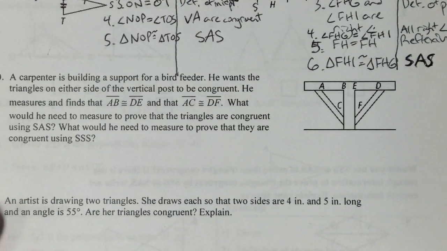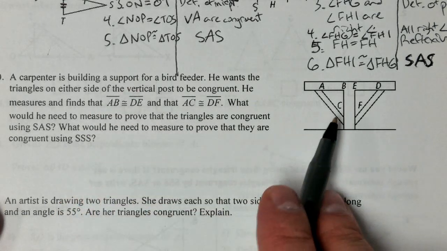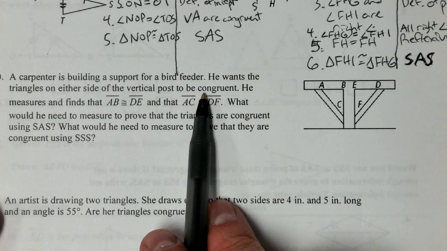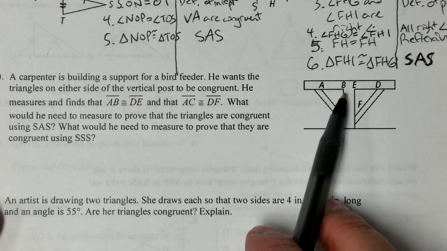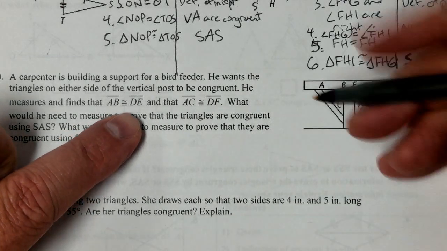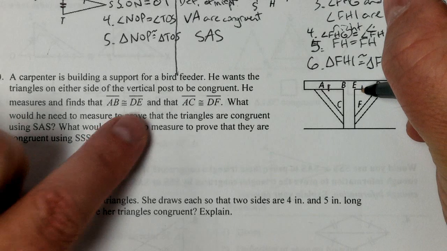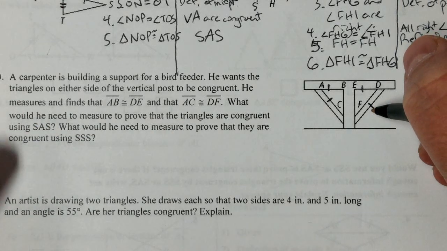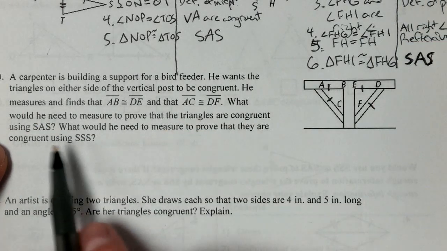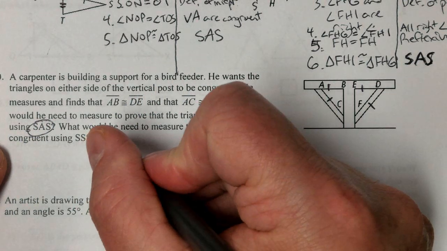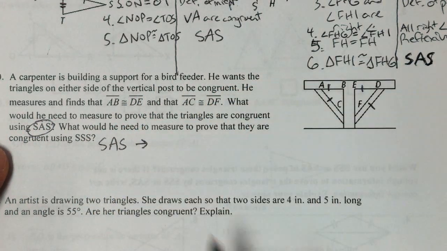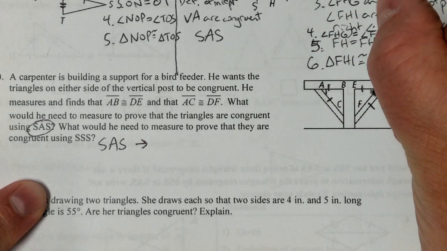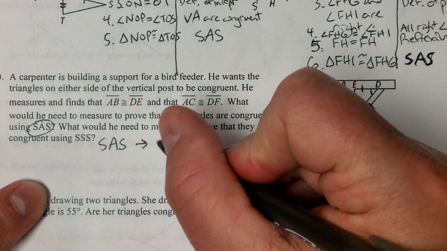Okay, on the next one it says a carpenter is building a support for a bird feeder. He wants the triangles on either side to be congruent so it's balanced. He measures and finds that this one is equal to this one, and that AC is equal to DF. What would he need to measure to prove them congruent by SAS? For SAS, it would have to be this angle equal to this angle. So angle A equal angle D.